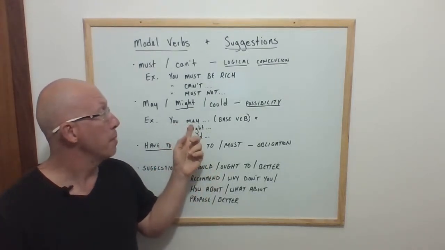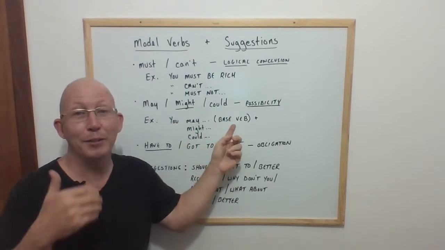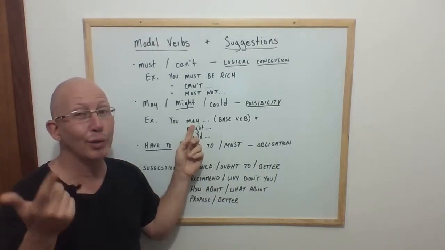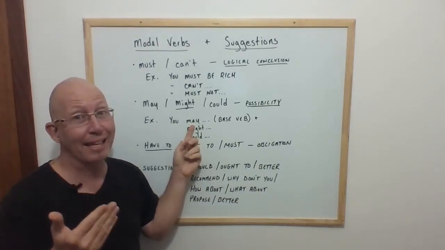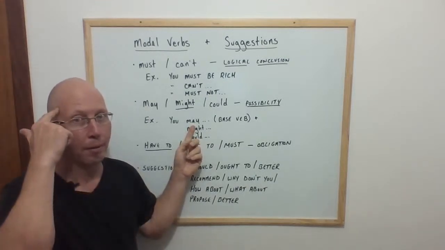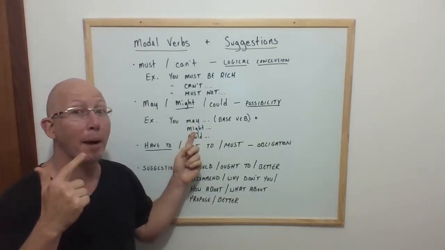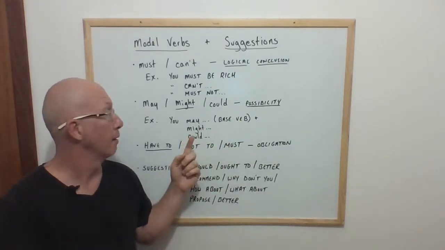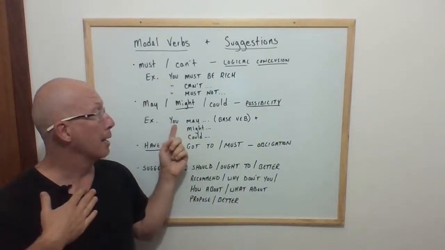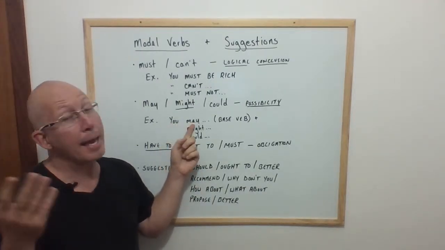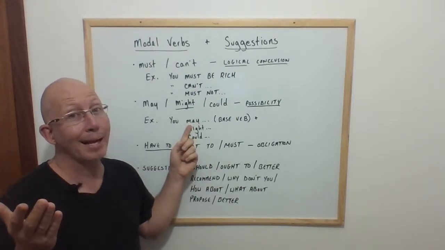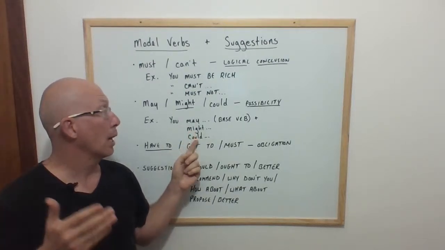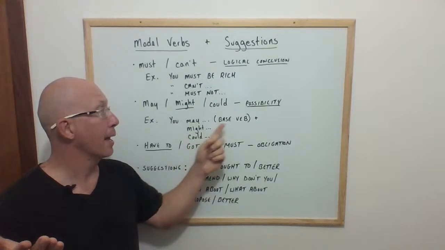You may go to the store, which we have to be careful with may because it's also used as permission. So you might think that I'm giving you permission. Possibility. I just used might. You might think that I'm giving you permission. É possível. I may go to BH. I may go to BH next week. I might go to BH next week, or I could go to BH next week.